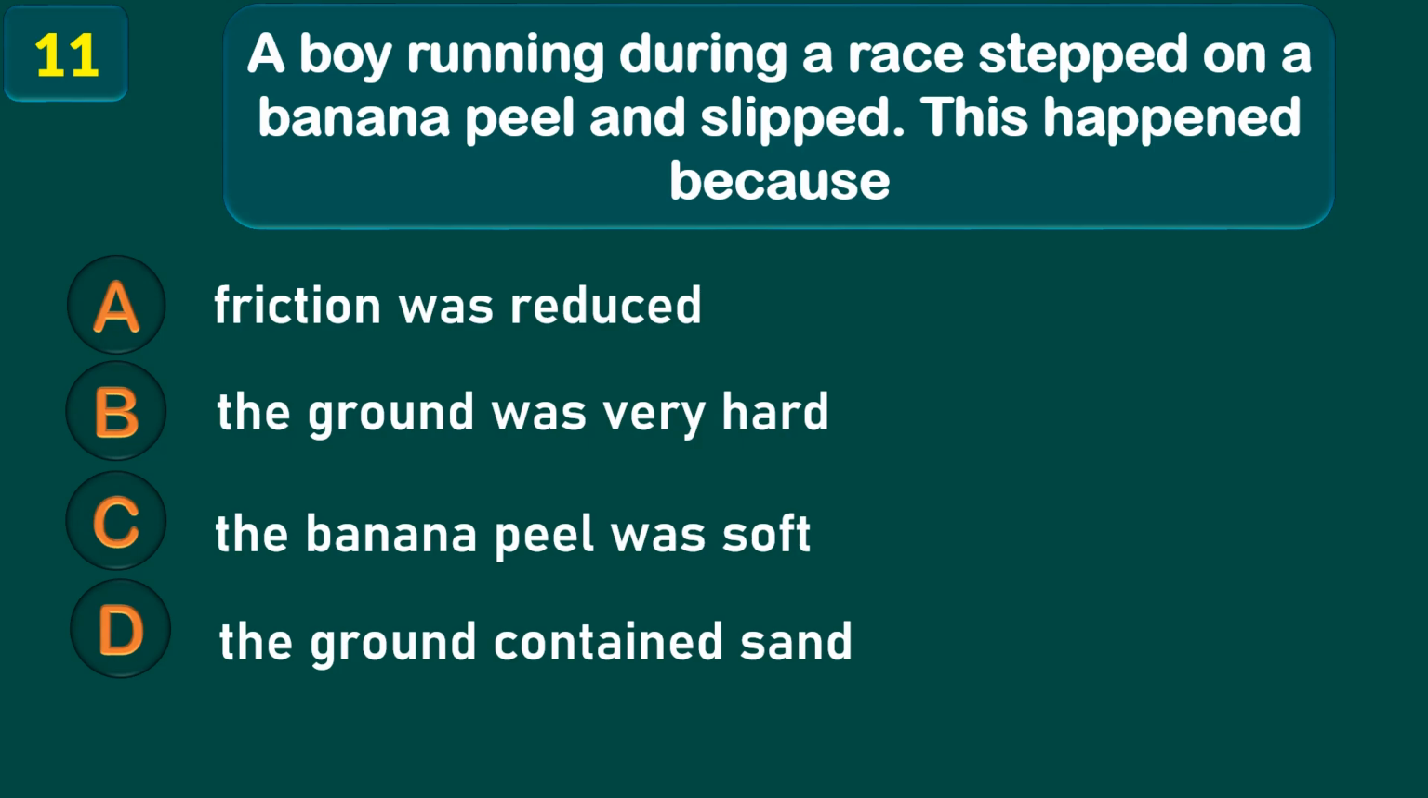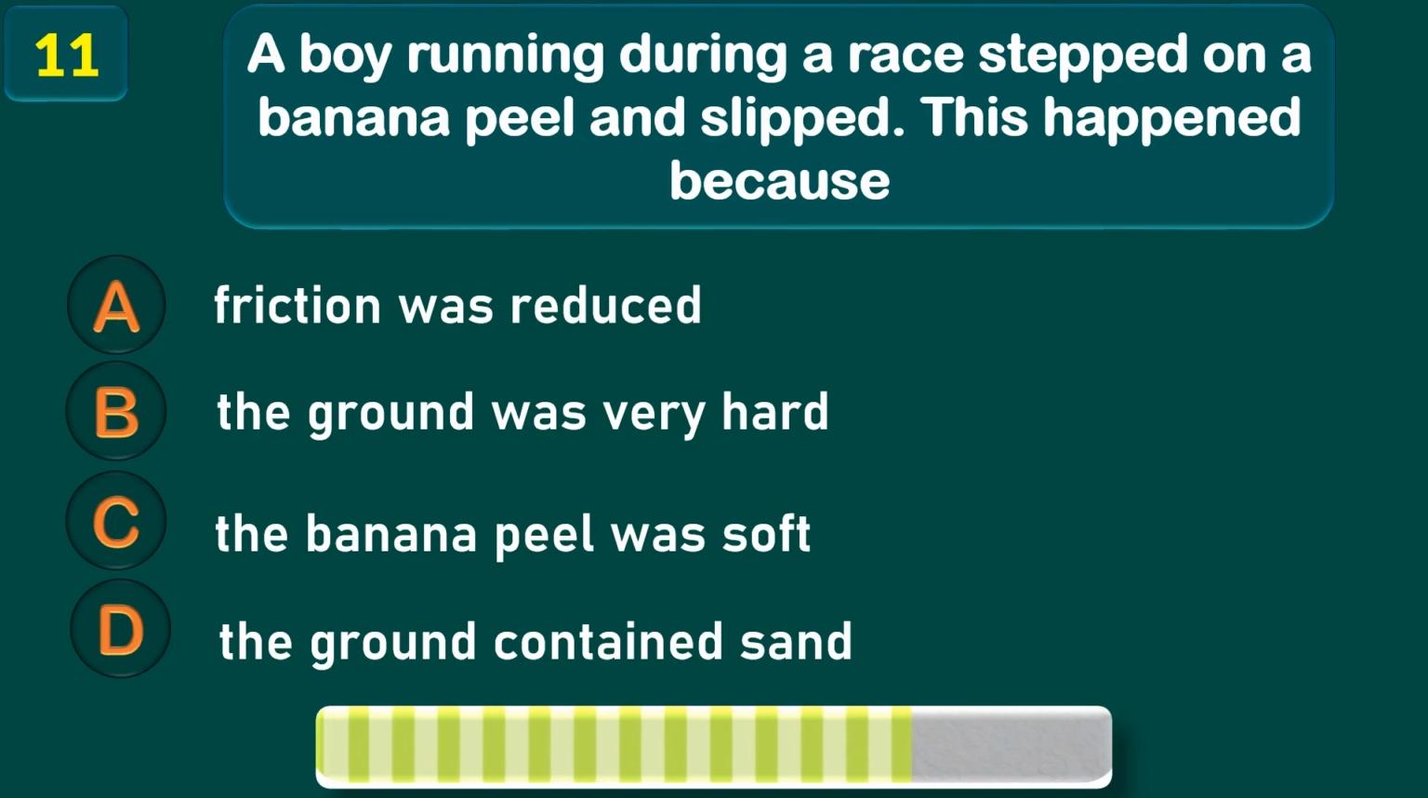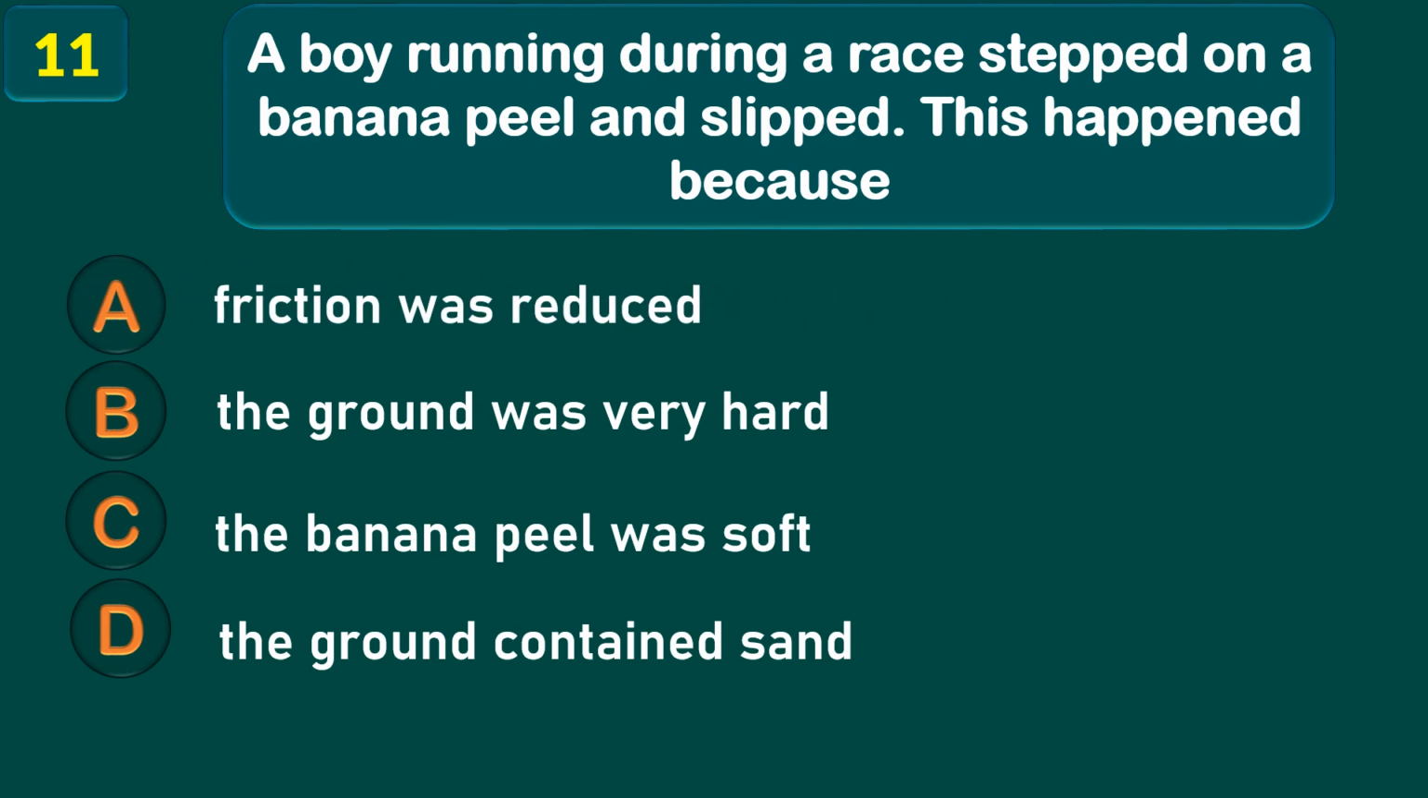A boy running during a race stepped on a banana peel and slipped. This happened because A. Friction was reduced, B. The ground was very hard, C. The banana peel was soft, D. The ground contains sand. Answer: A. Friction was reduced.